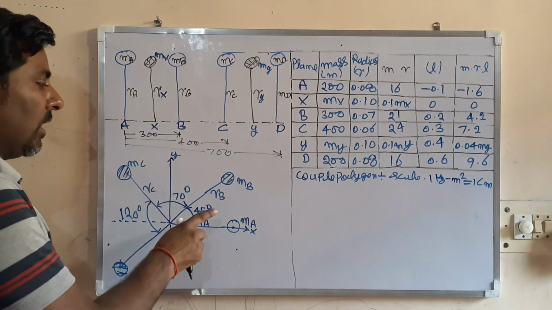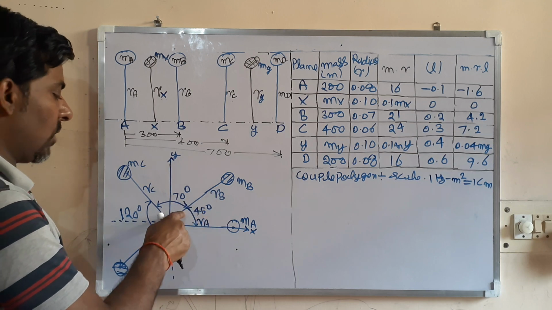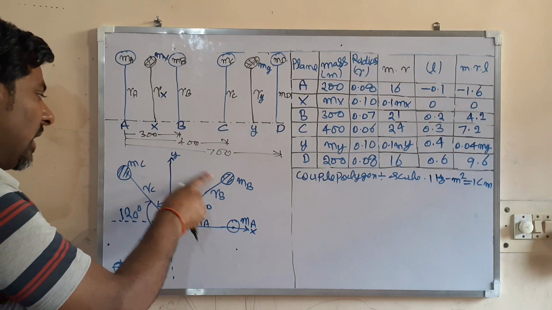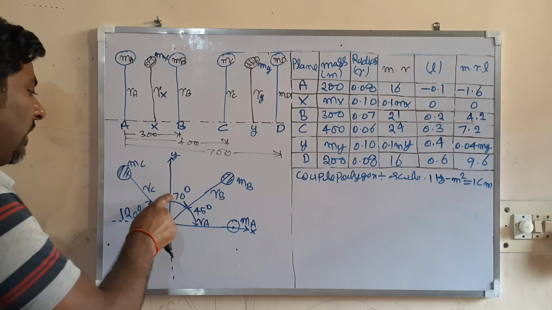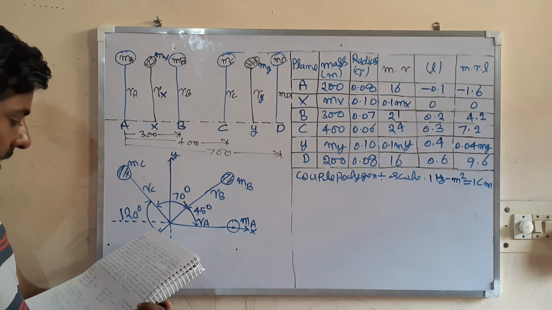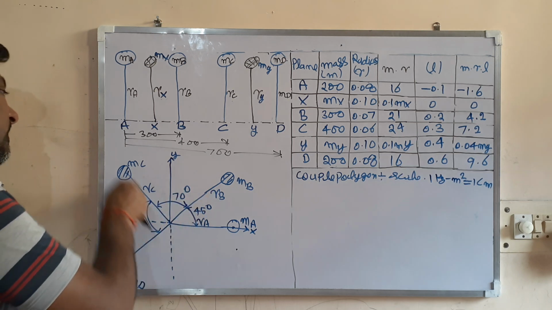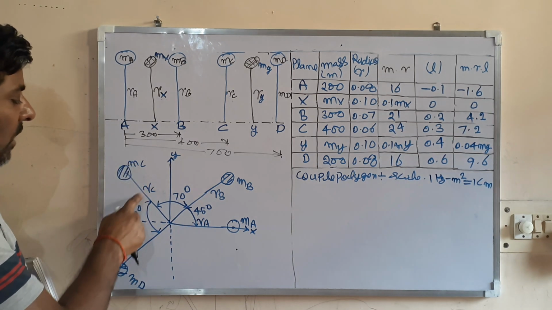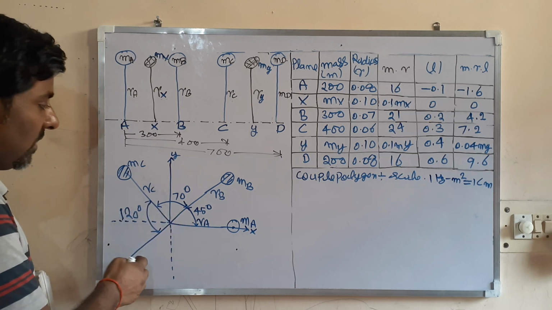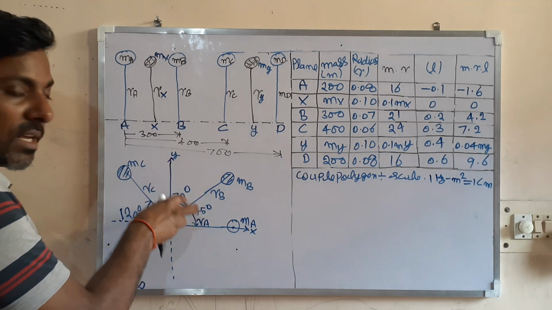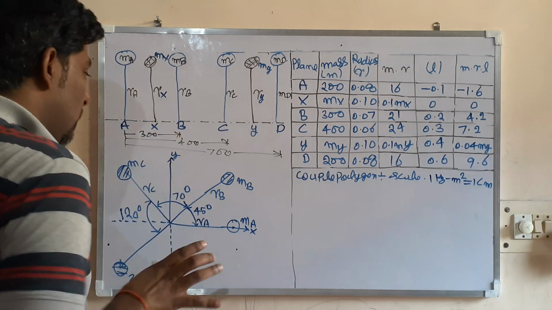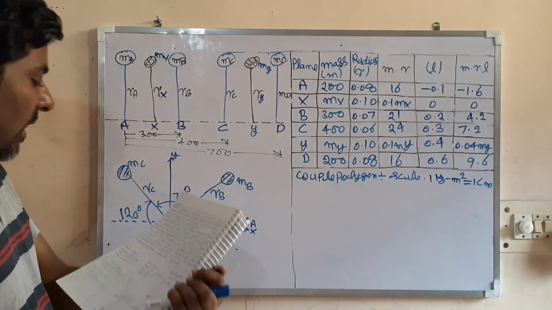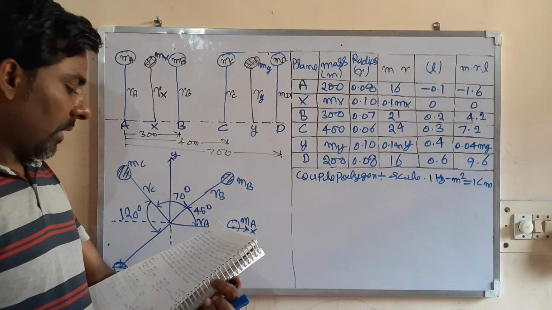They have given the angle between A and B as 45 degrees, so at 45 degrees this is MB. The angle between B and C is 70 degrees, so at 70 degrees this is mass C. Then between C and D the angle is 120 degrees, so at 120 degrees this is mass D. This is the angular position as given in the question, for all the masses A, B, C and D.